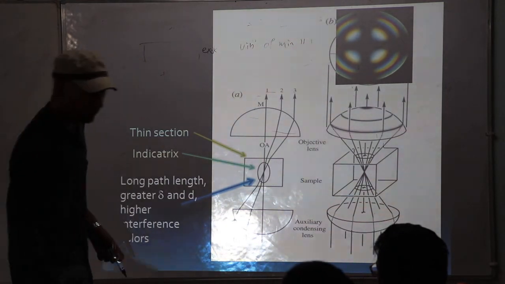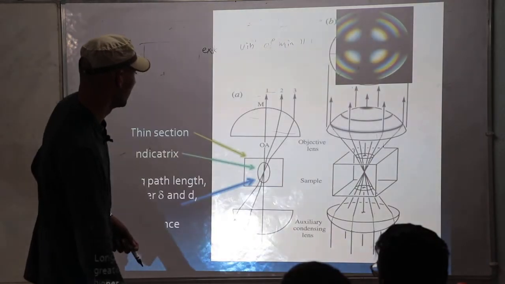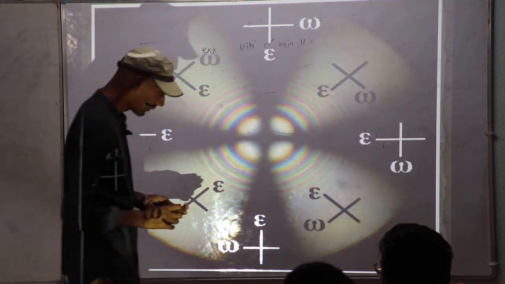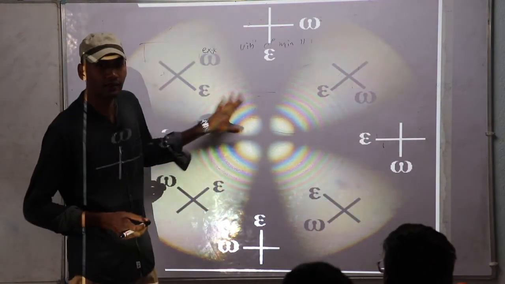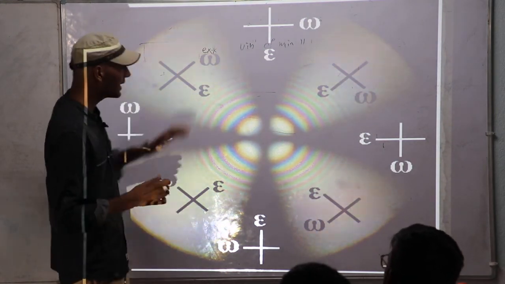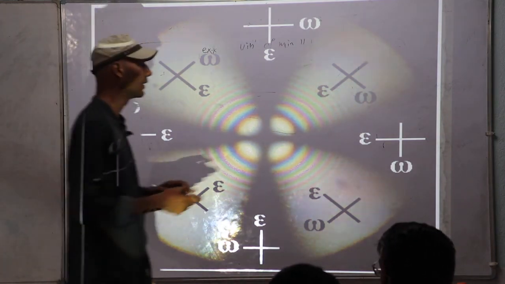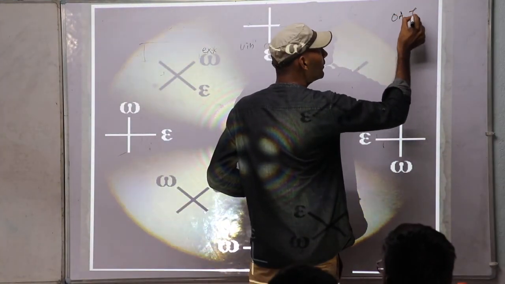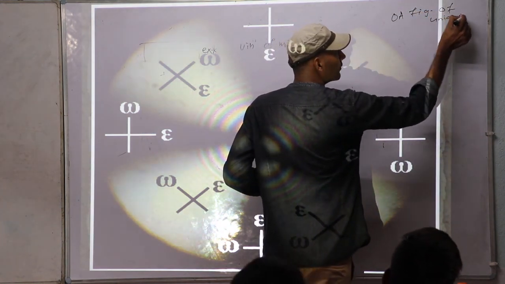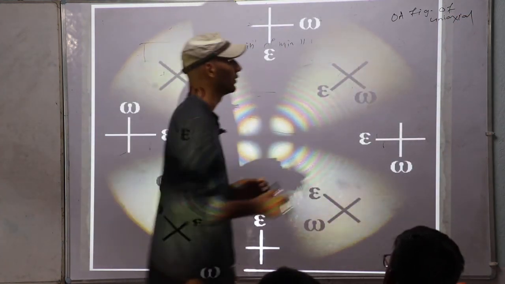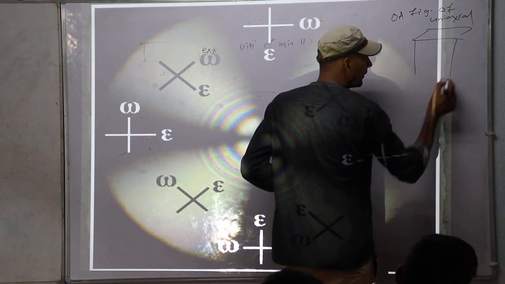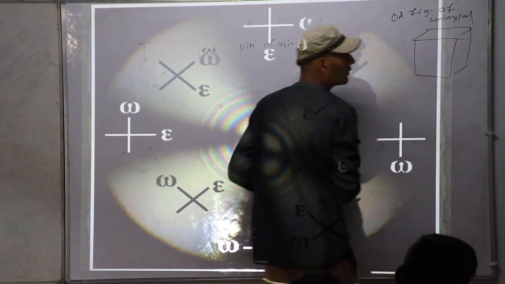Now I am going to show you how the isogyres are formed. You can see here these sections, this diagram is for the optic axis figure of a uniaxial mineral. So how can a uniaxial mineral be defined? It's tetragonal.